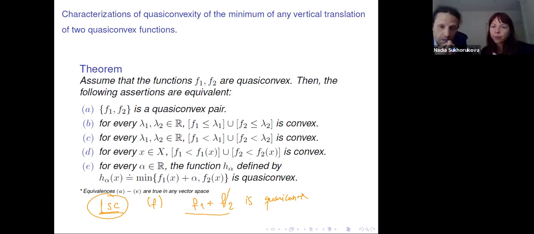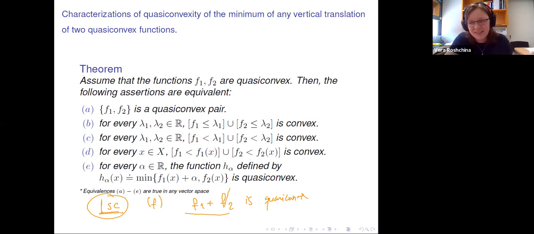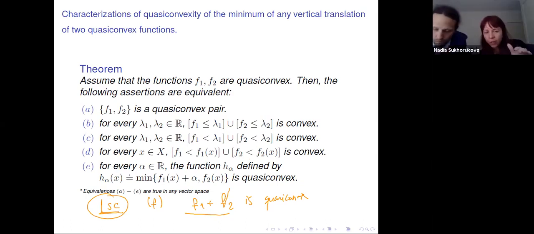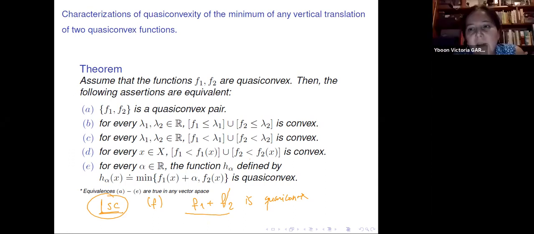That's right. So if we can avoid all the conditions for the pairs, because for the quasi-convex pair, I agree, there are quite a few conditions. I just was wondering, can we somehow substitute all these conditions by the condition that the minimum of these two functions is quasi-convex? Then the sum is also quasi-convex, instead of taking all the conditions for the pairs. Okay, I now understand. I don't know the answer.